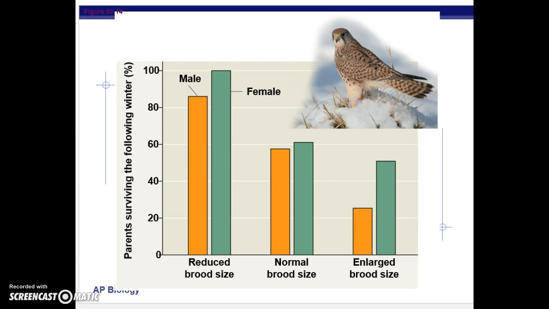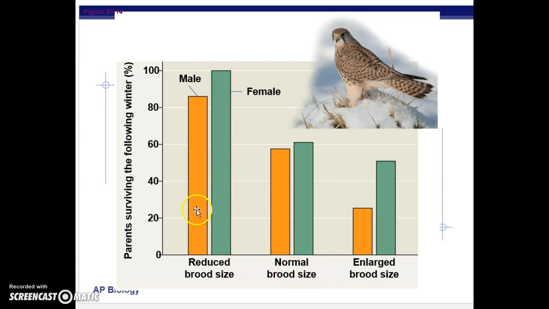We actually can look at a table that is measuring the size of the brood, which is the number of offspring, in these kestrels. So this type of hawk has been studied, and the ability of the parents to survive the following winter was measured comparing different brood sizes. So either a large number of offspring or a small number of offspring, and then the average in the middle.